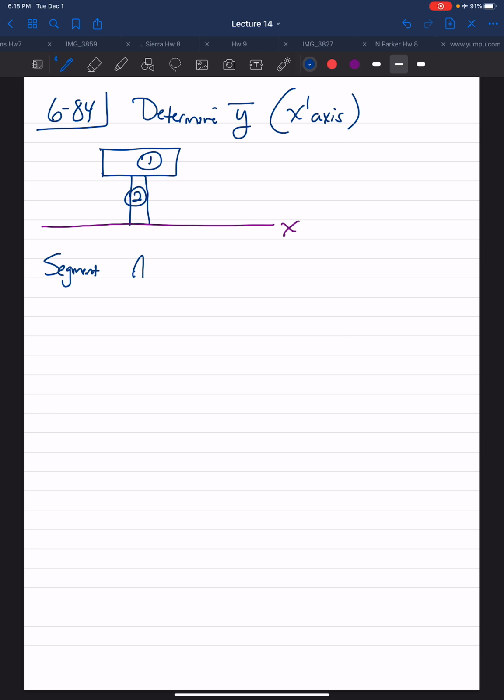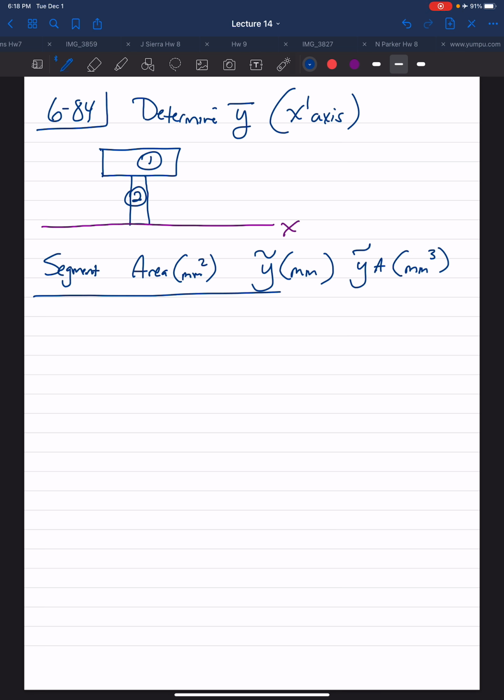This is in millimeters, so area is in millimeters squared. We have our y wavy bar. This is a coordinate, and so length, millimeters. Our y wavy bar A is millimeters cubed. Segment 1, segment 2. Okay, so the area of segment 1, which we said would be the top rectangle, is the 20 millimeter thickness times the 75 plus 75 length, which is 150 millimeters, base times height.